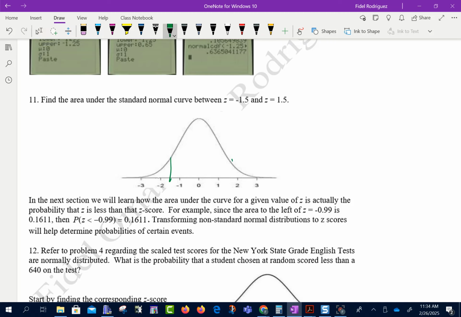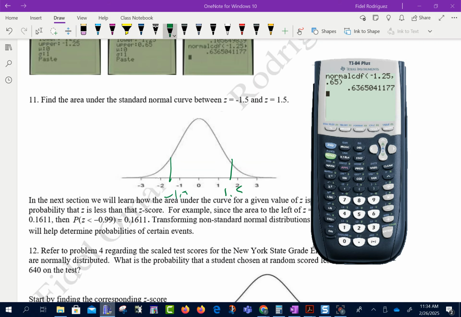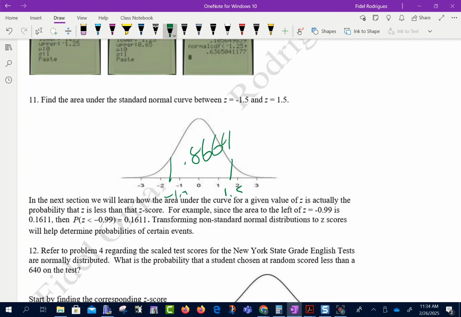So again, look, negative 1.5, positive 1.5. Let's go second enter. Keep it simple. Come back here. You can go negative 1.50, comma, 1.50. Close it off. Boom. Hit enter. And y'all, 0.8664, right? 0.8664.